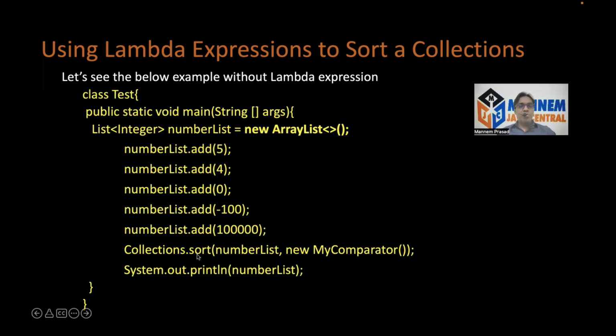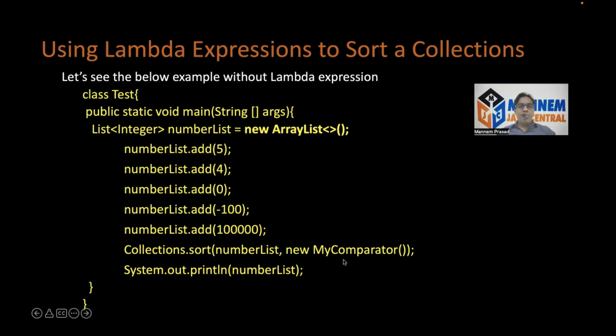For this, I need to use the sort method of the Collections utility class. For this sort method, I need to provide two parameters. One is the array list reference and another one is the comparator implementation class. So if I execute this, my control will go to the sort method of Collections and it has to go to the implementation class of my comparator interface. There it will execute the code. Actually, the comparator interface contains the compare method.